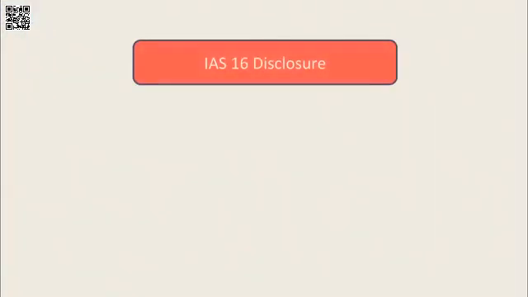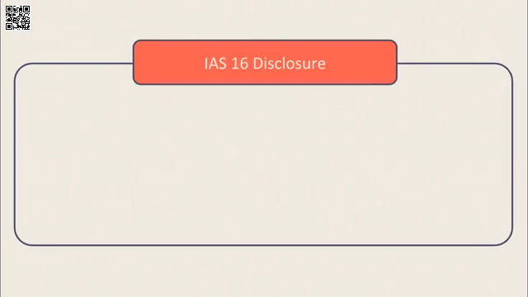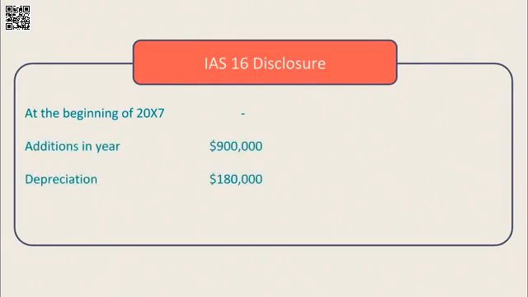So the disclosure for the new machinery is plant and machinery, and we have the reconciliation. At the beginning of the year it was nil, but we don't know, so we're assuming that there's no machinery. We have additions of $900,000, and we have a depreciation charge of $180,000 with no accumulated depreciation. So we've got a carrying value of $720,000, which is the amount we see in the statement of financial position. This is how the transactions in question would have been represented in the financial statements.